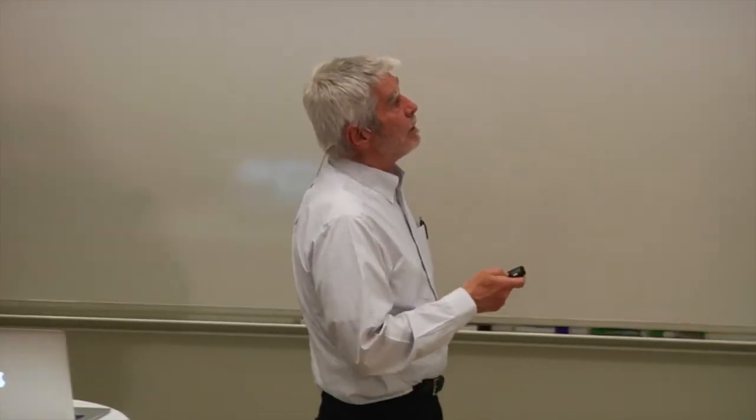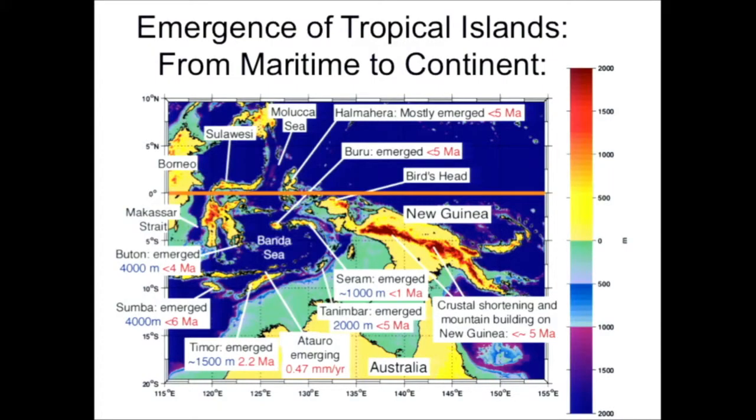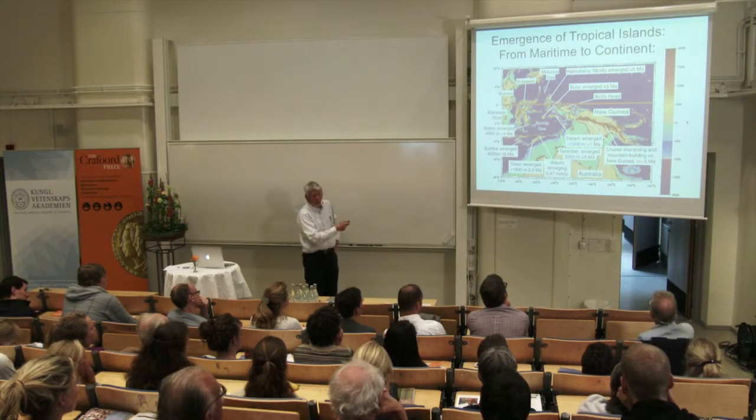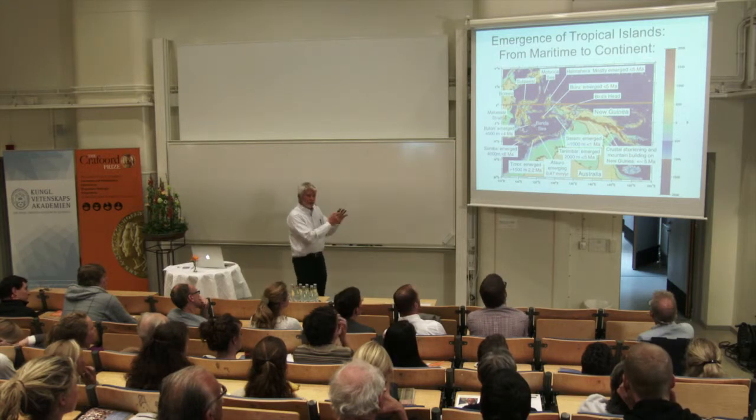So first, this is a map of Indonesia. Here's the northern coast of Australia, the island of New Guinea, and here, Halmahera, Sulawesi, Borneo, part of the Philippines. And many of these islands have emerged recently. Timor, for instance, this island right in here, 2.2 million years ago, lay 1,500 meters below sea level. Sumba has emerged 4,000 meters since 6 million years ago. Halmahera, big island, most of this has emerged in the last 5 million years, and other small islands, Buru and so forth. The mountains in New Guinea are quite young, of order 5 million years, and most of New Guinea was below sea level 5 million years ago. So this is going to be part of the story that I'm going to give you.